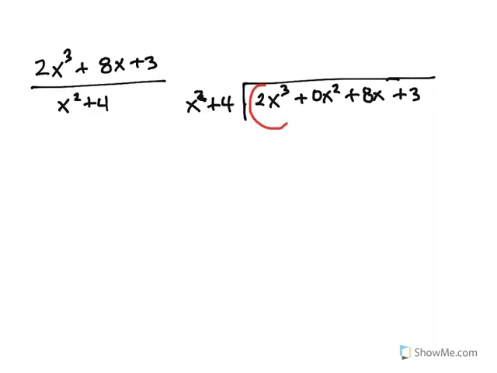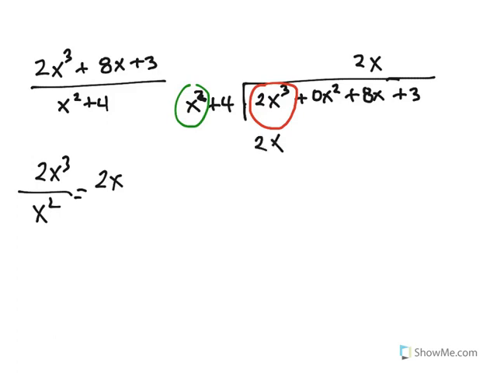The algorithm is as follows. You take each term from the dividend and divide by the highest degree term from the divisor. 2x cubed divided by x squared will give us 2x, and you would write that here. Multiply that to the divisor. That would give 2x cubed plus 8x.